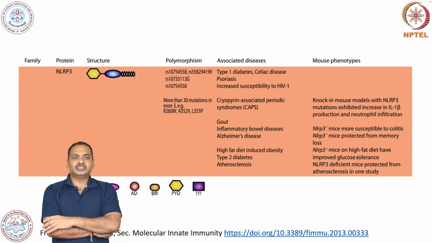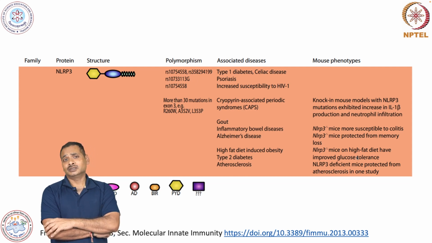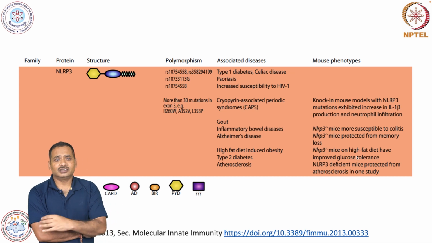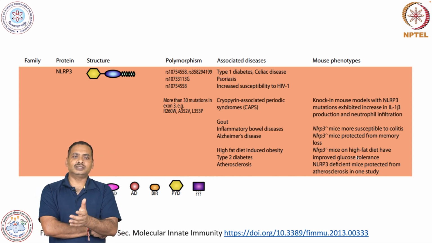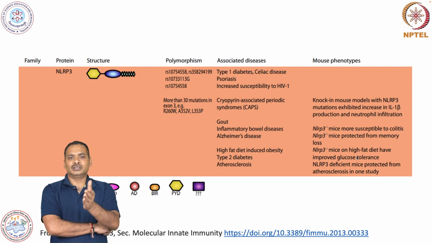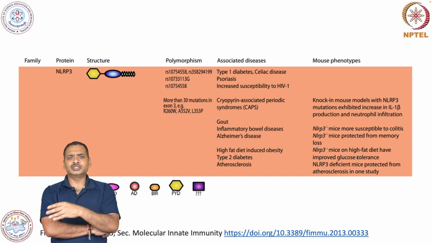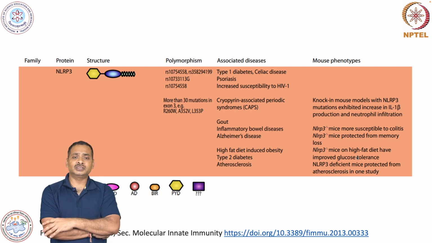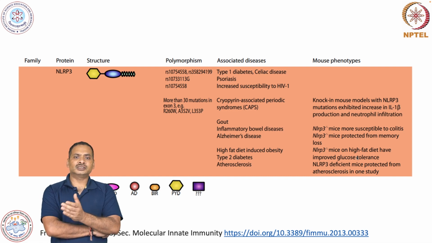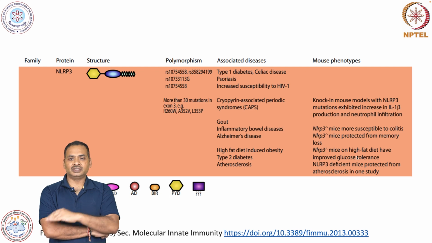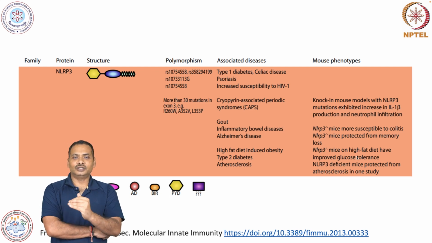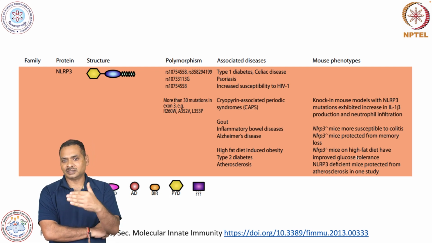Okay. Next is NLRP3, and as you know, NLRP3 is quite well studied, and since it is quite well studied, there are so many polymorphisms associated with it, and several of these polymorphisms are associated with human diseases, such as type 1 diabetes, celiac disease, psoriasis, increased susceptibility to HIV. That is quite interesting. I don't know how this is happening.